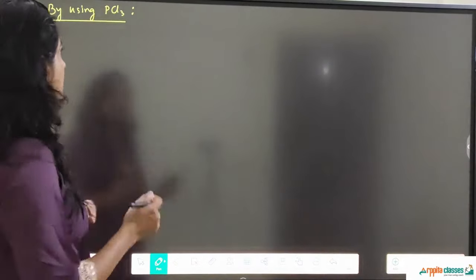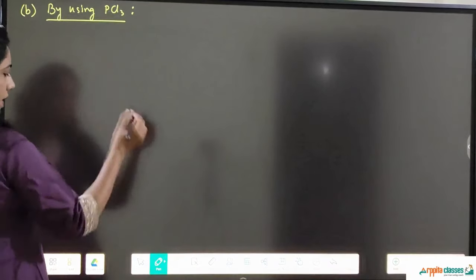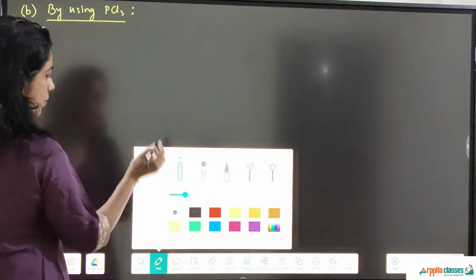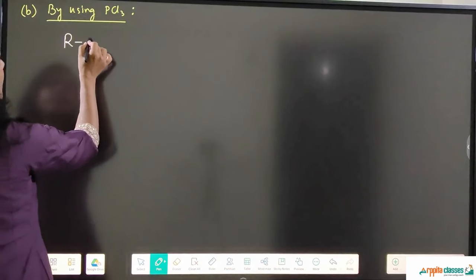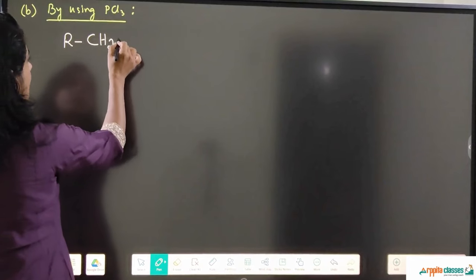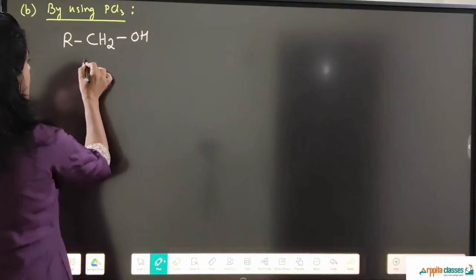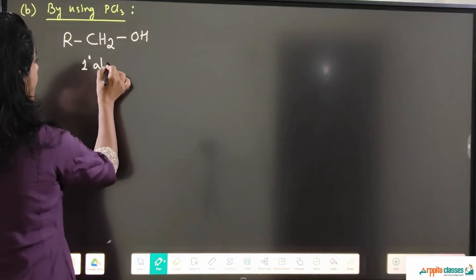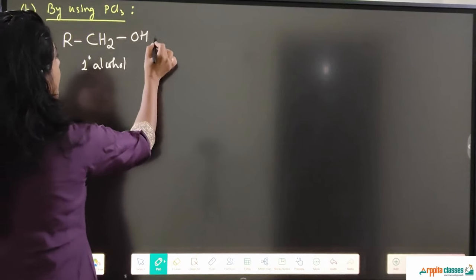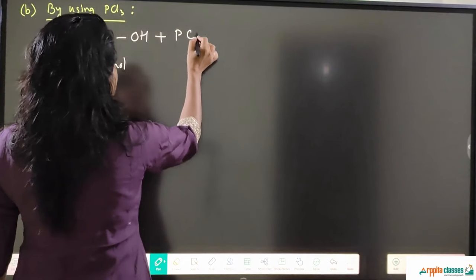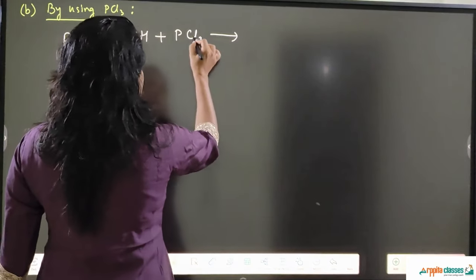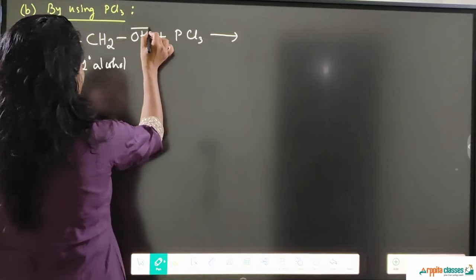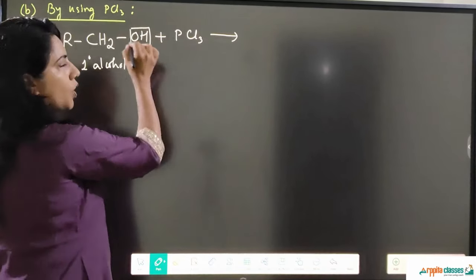Okay, so the second preparation will be by using PCl3. Here also our substrate is alcohol only, but we are using PCl3. So it is like this. I am taking the primary alcohol first, RCH2OH. This is my 1 degree alcohol, and I am treating it with PCl3. What happens, see, this OH will be substituted by chlorine.